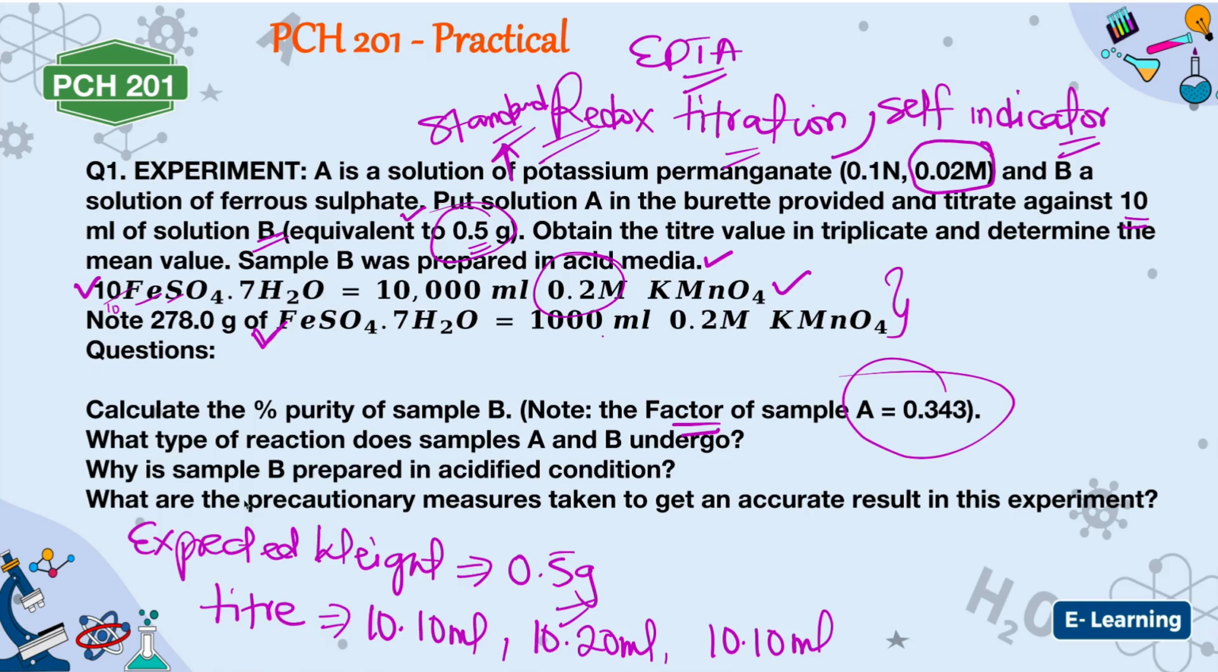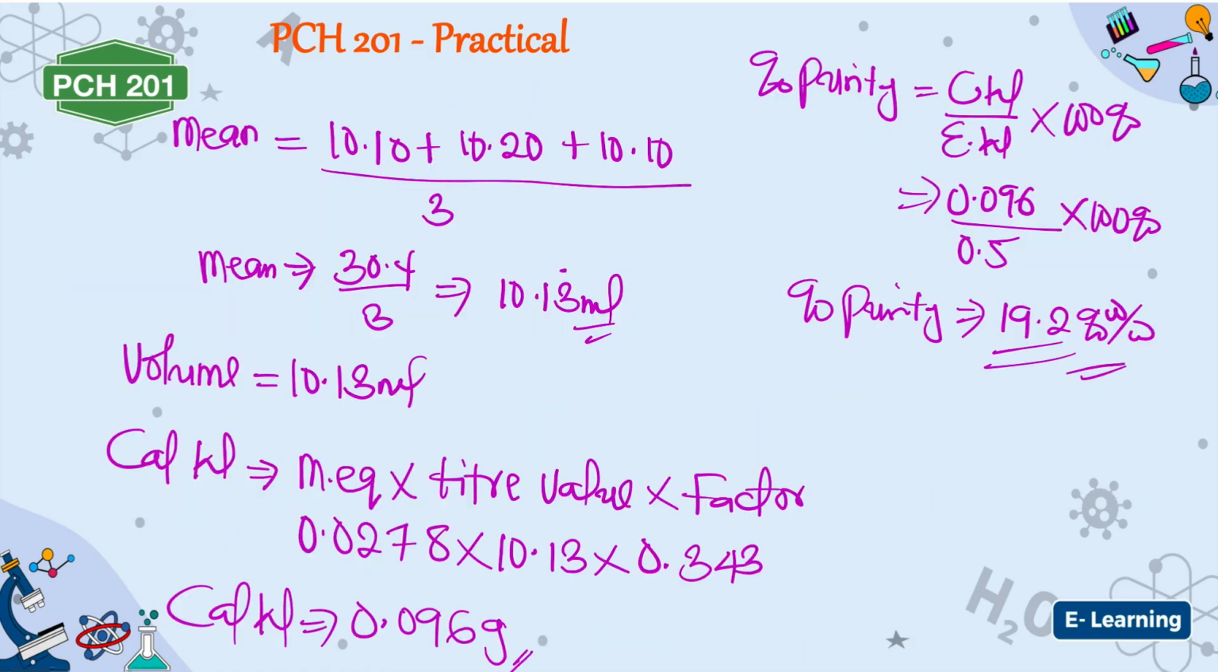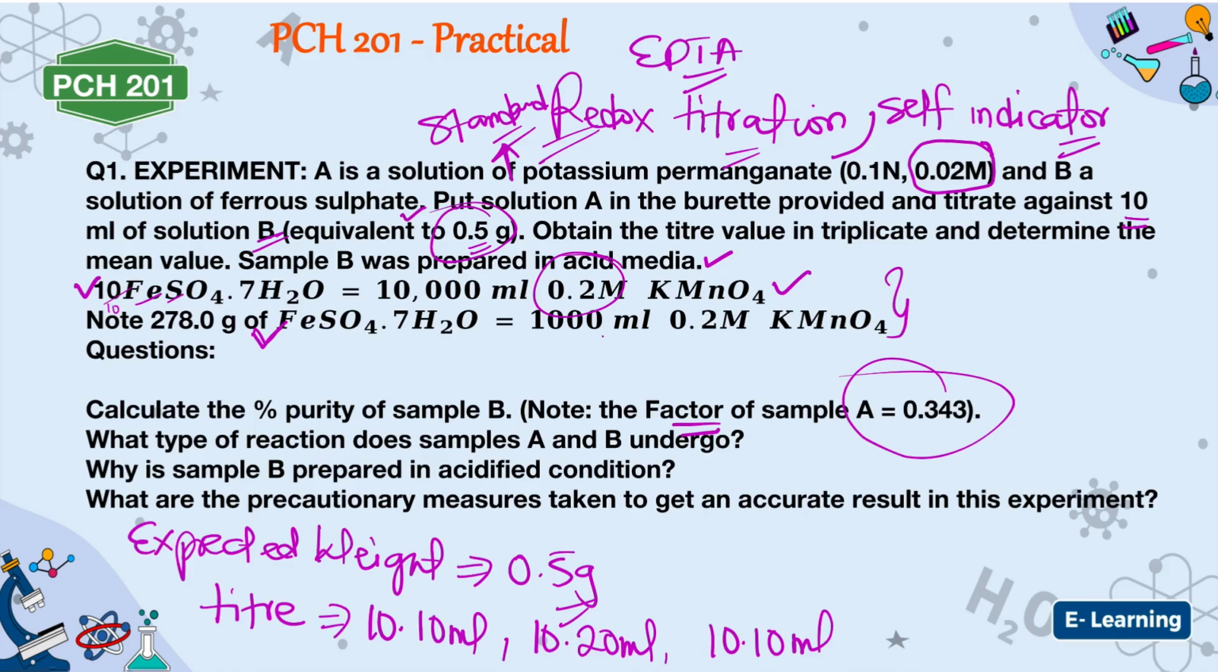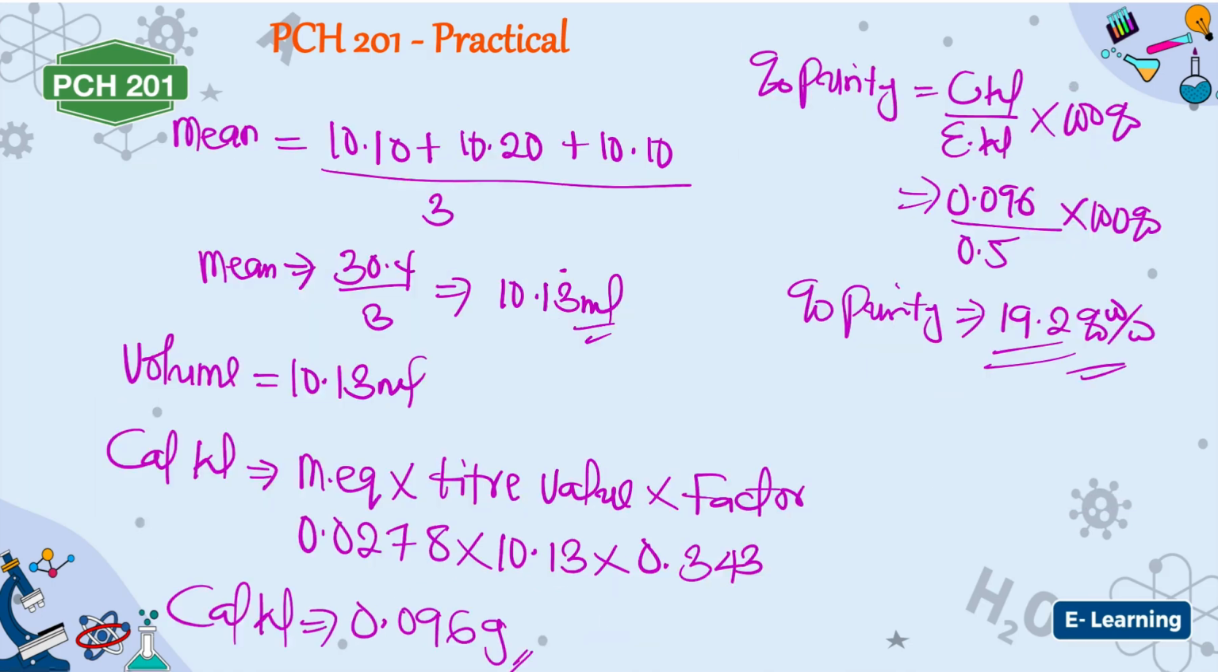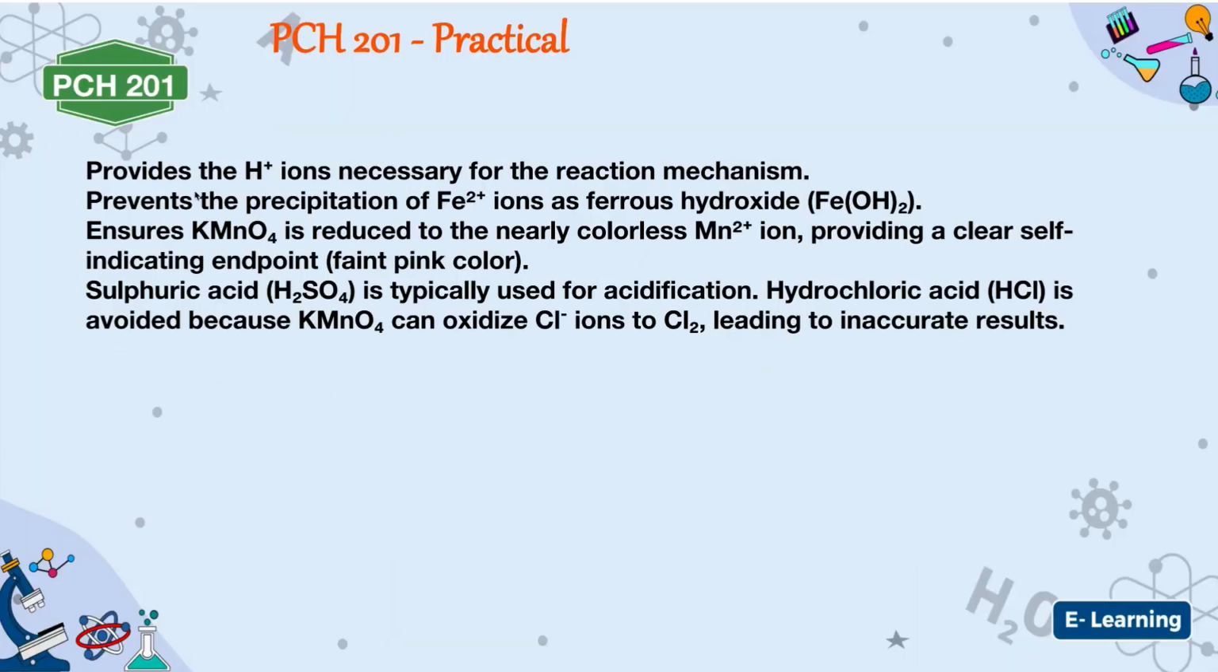Then the next one, they may ask you, what type of reaction does A and B undergo? Redox reaction, of course. This is a redox titration. So it's a redox reaction. Why is sample B prepared in acidified condition? Sample B is what? Ferrous sulfate. Why do we prepare ferrous sulfate in acidified condition? It was stated there. It provides the hydrogen ion necessary for the reaction mechanism and prevents the precipitation of ferrous ion as ferrous hydroxide. Are you getting it?